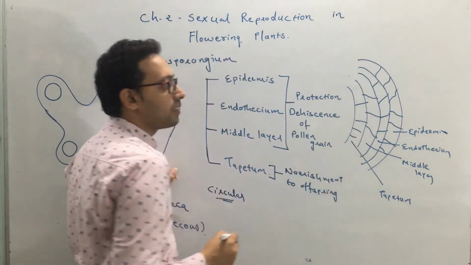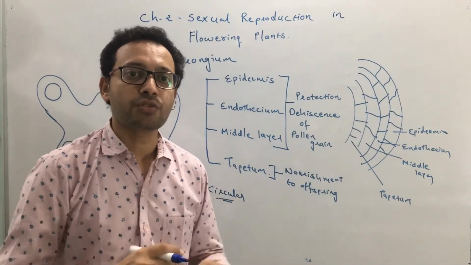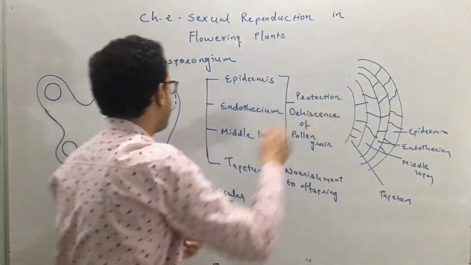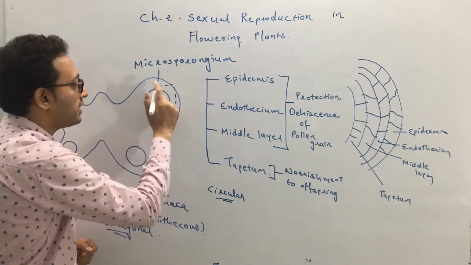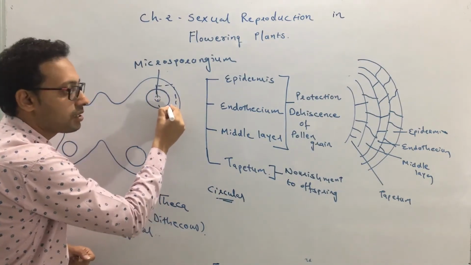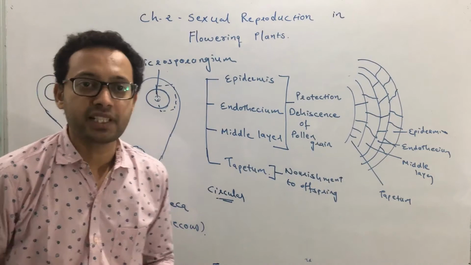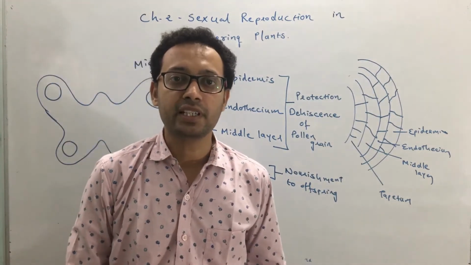This is the fourth layer. It provides nourishment or nutrition to an offspring which is present inside. In the center, we will see how this pollen grain will be developed. We have just seen the four layers, but in the center, the formation of a pollen grain occurs. How the formation of pollen grain occurs, that we will see.